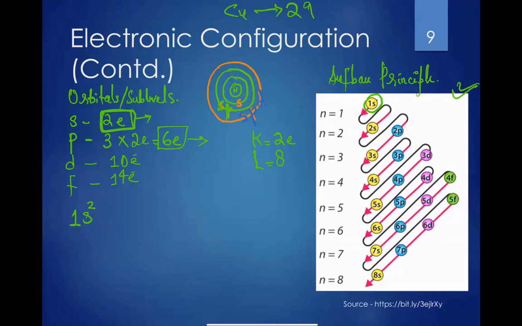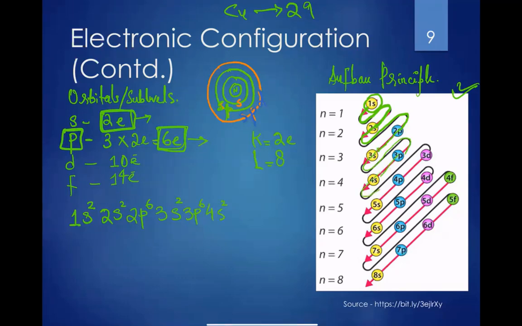Then after 1s, it goes to 2s. An S orbital can have 2 electrons, so you write 2s2. Then you go this way to 2p. You have 2p6, because a p orbital can have 6 electrons. Then you go to 3s2, then 3p6. Then you go to 4s, 4s2.